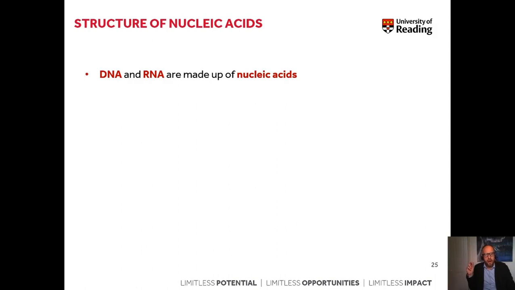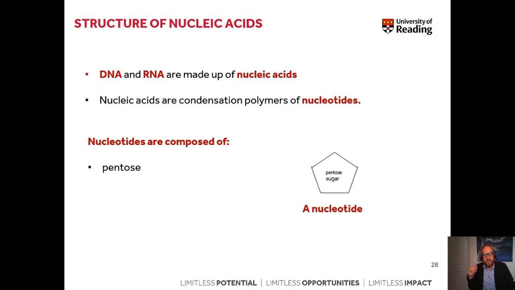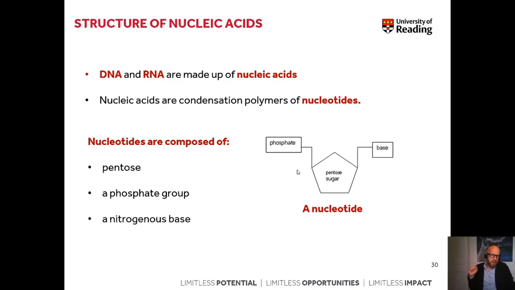Obviously, they are made up of nucleic acids, both RNA and DNA, and nucleic acids in chemical terms are simple condensation polymers of nucleotides. Each nucleotide is composed of the sugar, which is a pentose sugar. We also have a phosphate group attached to one of the carbon molecules in the sugar. We also have a nitrogenous base, and this is how a nucleotide looks. And this is something you should keep in mind.